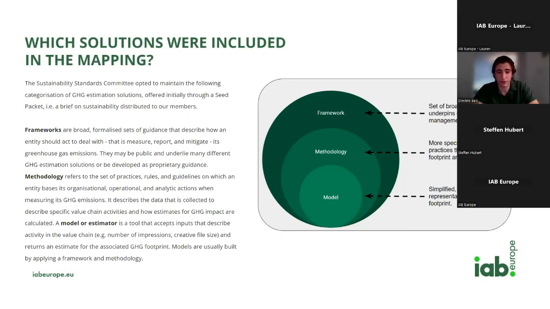Methodology refers to the specific organizational, operational, and analytic actions that are taken when measuring greenhouse gas emissions. It describes the steps that take you from a volume figure all the way to a greenhouse gas impact figure. And then finally, a model or estimator, or you may have heard the word calculator used for this, is a tool that accepts inputs that describe activity in the value chain and returns an estimate for the associated greenhouse gas footprint. These are essentially the final tools that are developed when you apply a specific framework and specific methodologies.